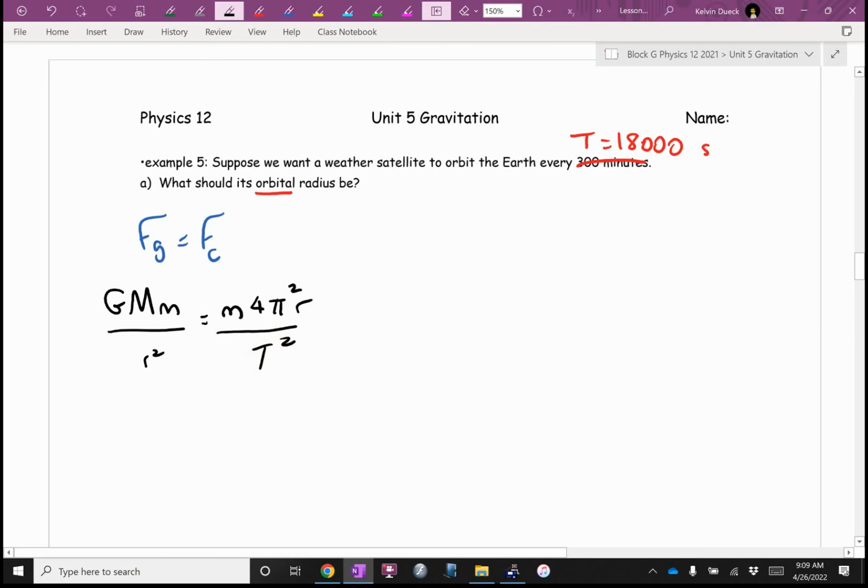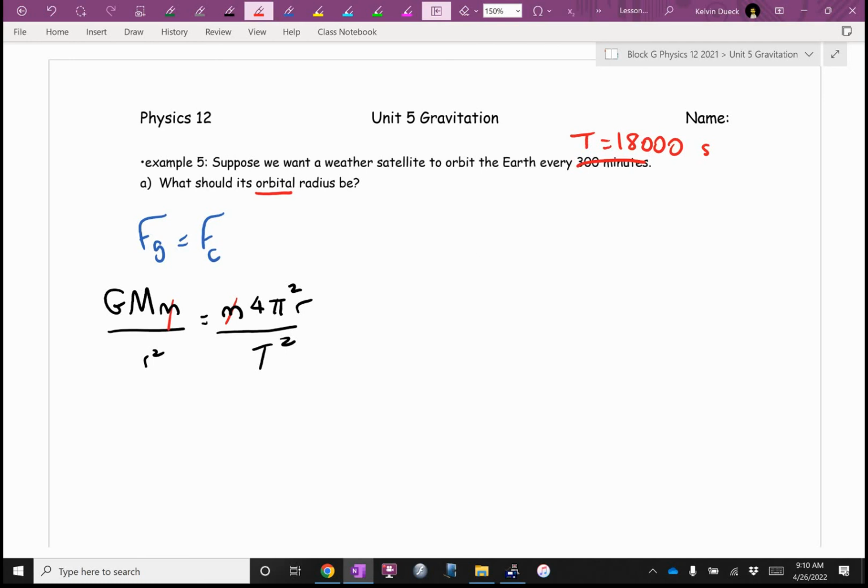Did they need to, at this point, tell me the mass of the satellite? Nope. So I can tell the company, that'll affect how much fuel we use, and we'll look at that a couple lessons from now. The m won't cancel, because heavier satellites will take way more fuel, obviously. What are we trying to find?